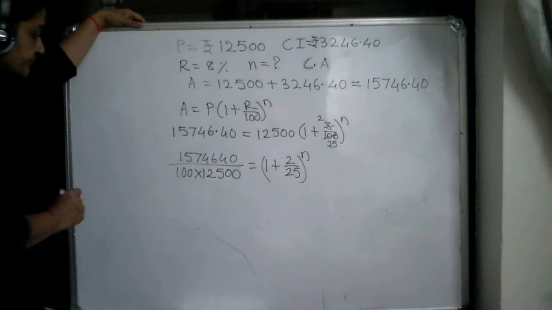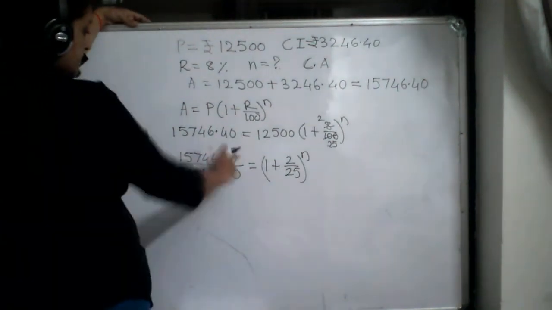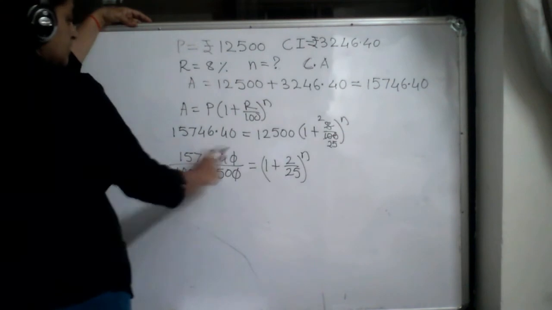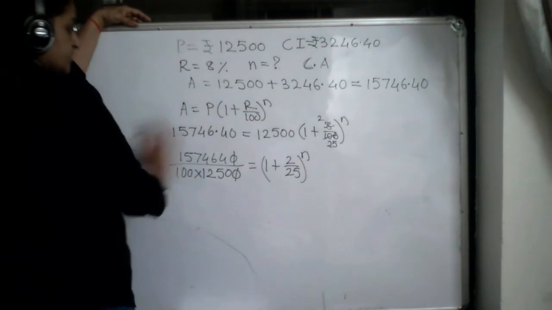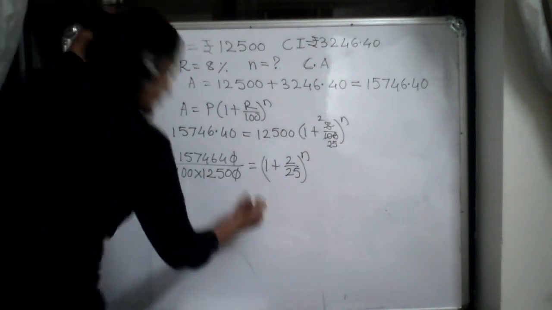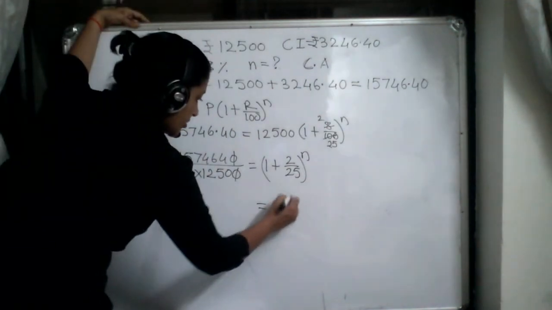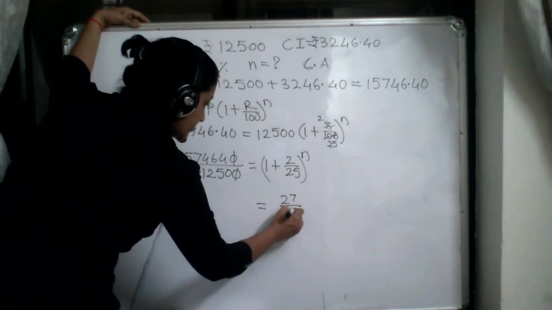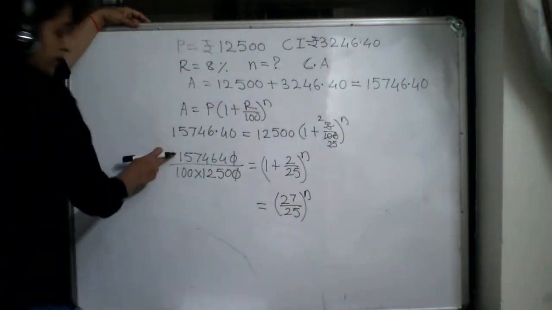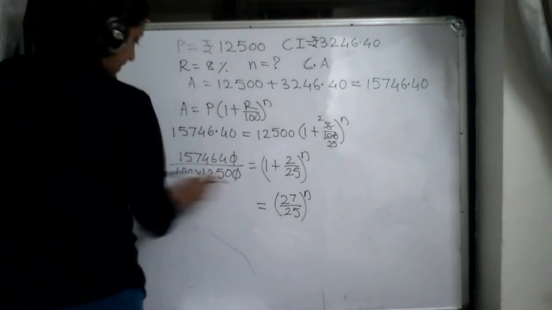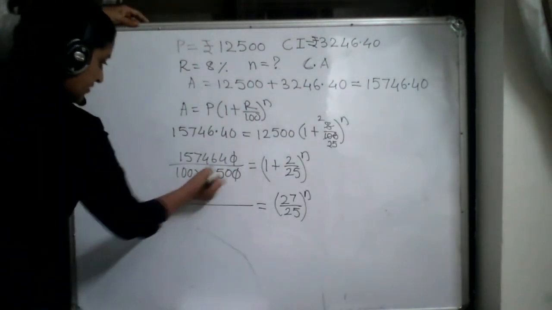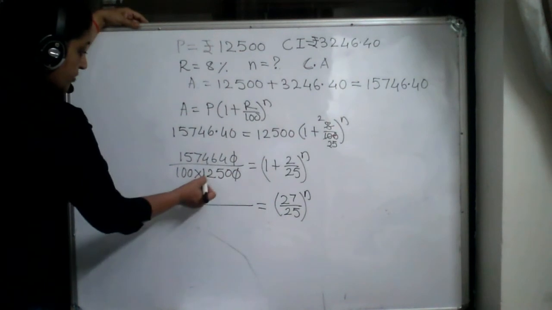Now it is obvious that 100 can be cancelled. Now we can take the prime factors of 15746 and then see what can happen. Before that, I would like to write here, this would be 27 upon 25 to the power n. Now this indicates that this number is going to be 27 to the power something, and this number is going to be 25 to the power something.